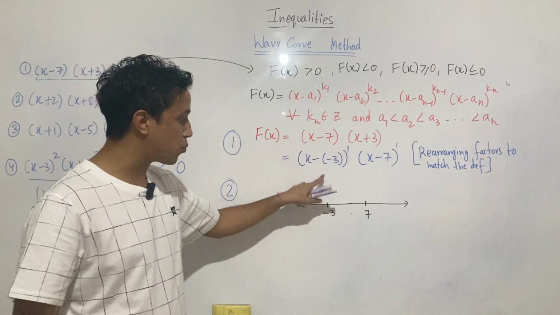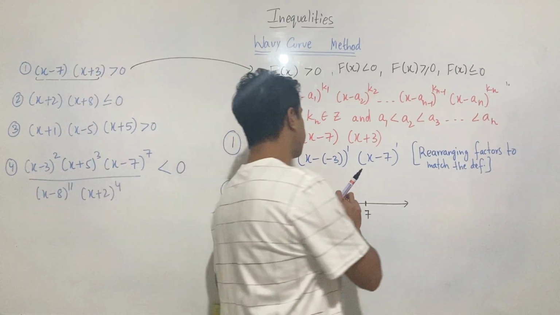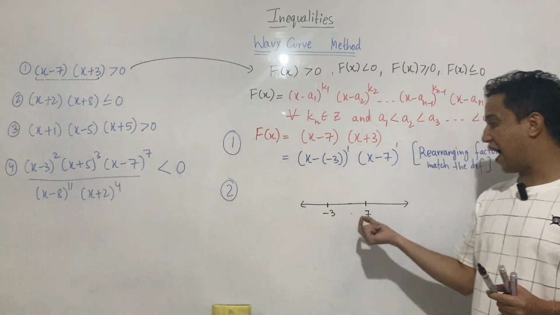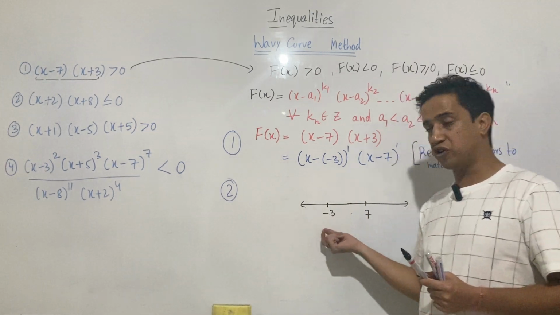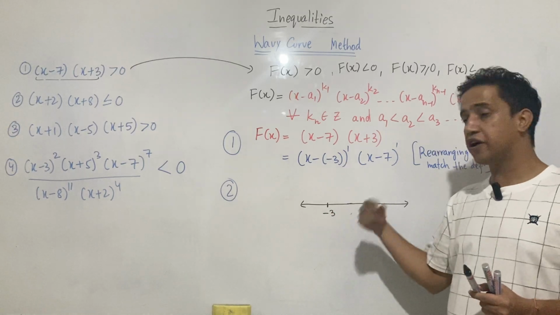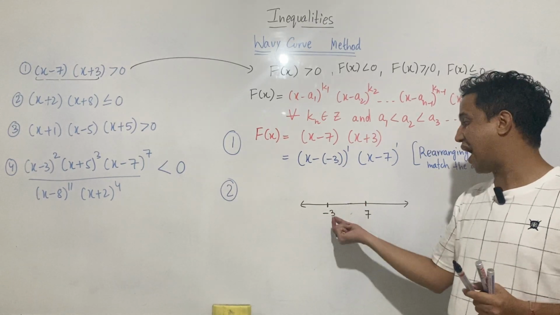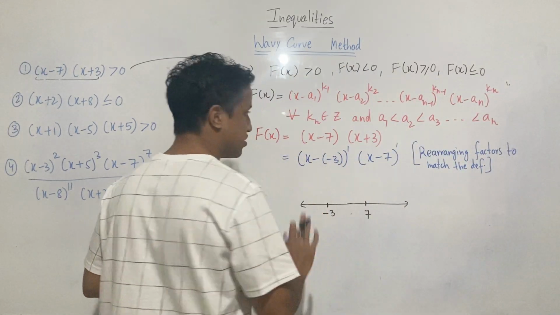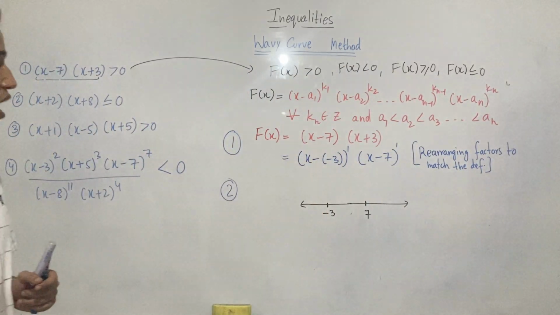What I'm trying to say is that these are critical points, or I can also say these are the terminal points, because here the value is going to be 0. So here the function is terminating. That's why I say these are the terminal points. So minus 3 and 7, right?